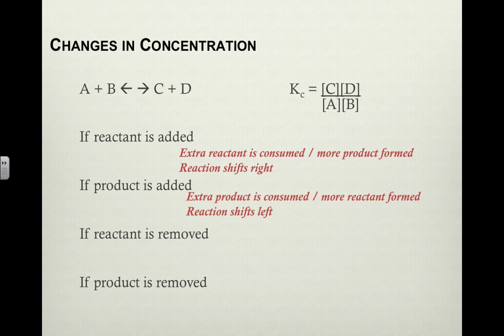Now we could also do this by removing reactants or products. So if we remove a reactant, we take it away. Well, now there's not enough of it. So we shift the reaction to, that should say left, shift it left. And if we remove product, it should shift right. So switch those two. Sorry about that.